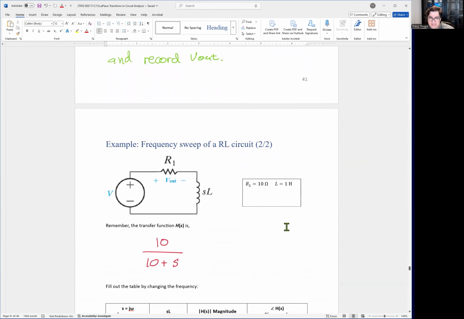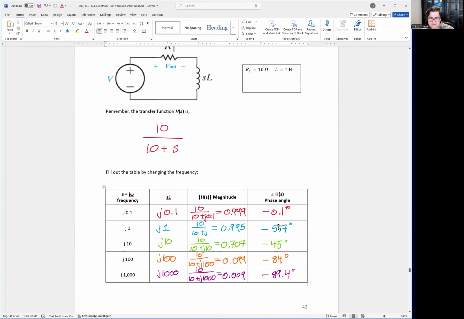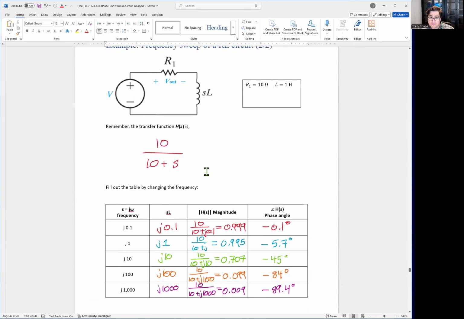The way I like to do it is I like to draw a chart out like this. So notice, remember our function, 10 over 10 plus S. This is what we're going to look at. We're going to look at two things: magnitude and phase shift. Because remember, this S is going to have JW in it now. So here, let's start low.